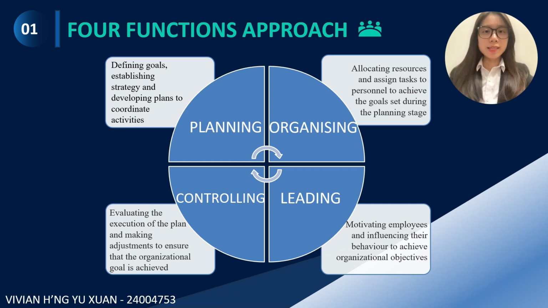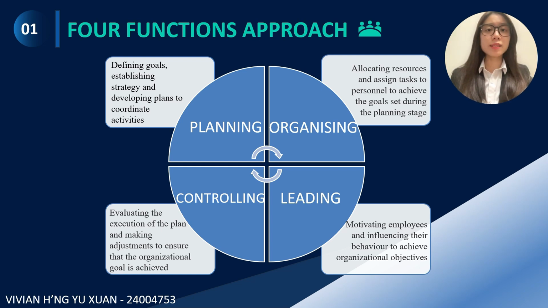There are four generally accepted functions of management, which are planning, organizing, leading, and controlling. In the planning stage, managers need to define organizational goals, establish strategy, and create a course of action to achieve them. Next, the purpose of the organizing step is to allocate resources and assign tasks to personnel to achieve the goals set during the planning stage. Managers must collaborate with other departments, such as finance and human resources, to manage budget and staff effectively.